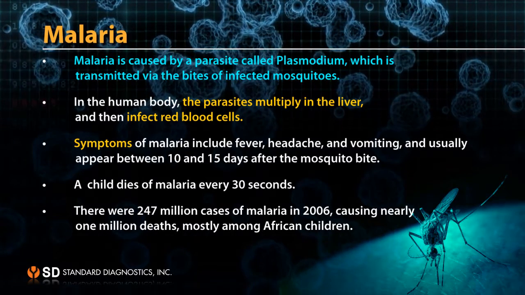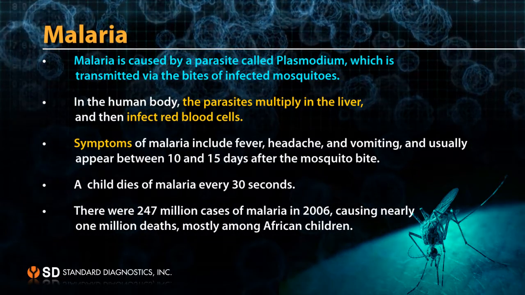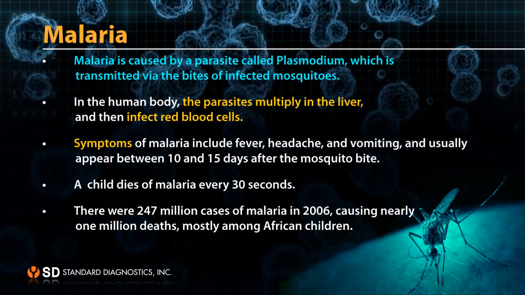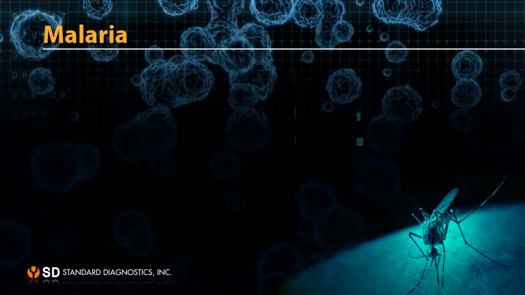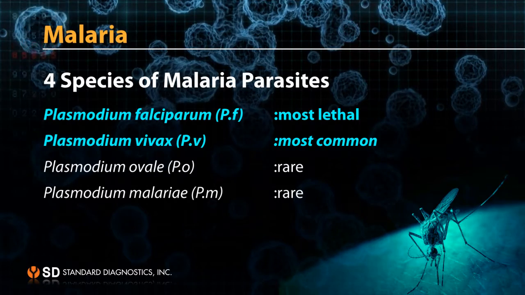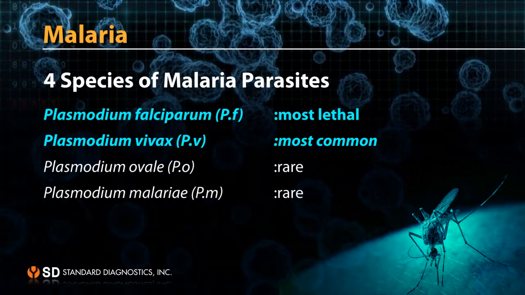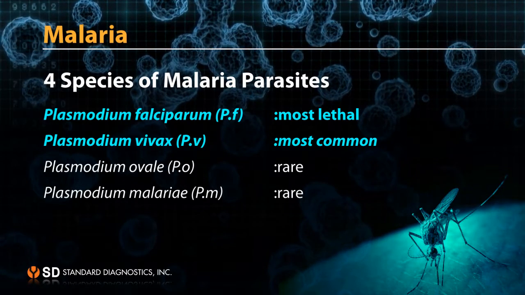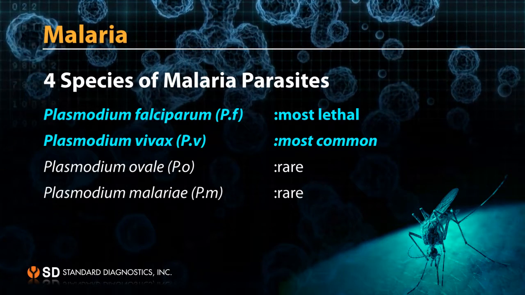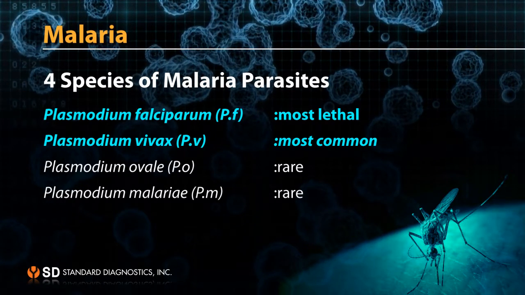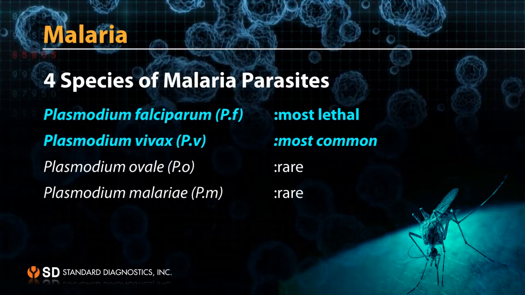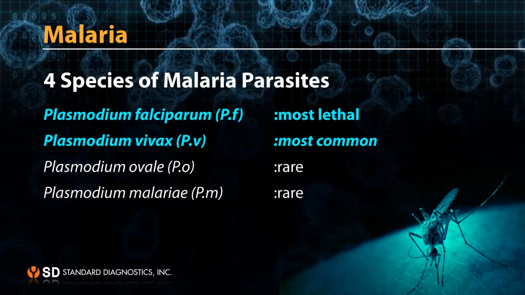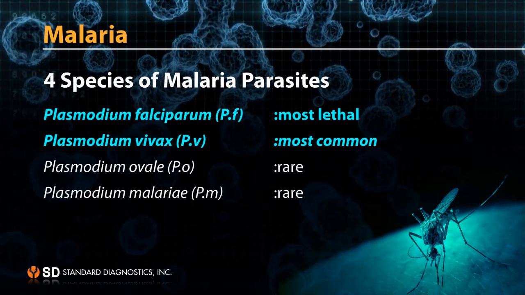There were 247 million cases of malaria in 2006, causing nearly 1 million deaths, mostly among African children. Among the genus Plasmodium, 4 species were identified to be capable of infecting humans. Of the 4 species, Plasmodium falciparum causes the most severe morbidity and mortality, and it is found mostly in the tropics. Malaria caused by Plasmodium vivax, Plasmodium ovale, and Plasmodium malariae develops milder symptoms in humans that are not generally fatal.